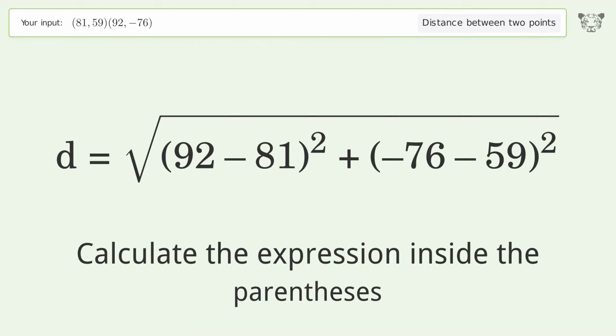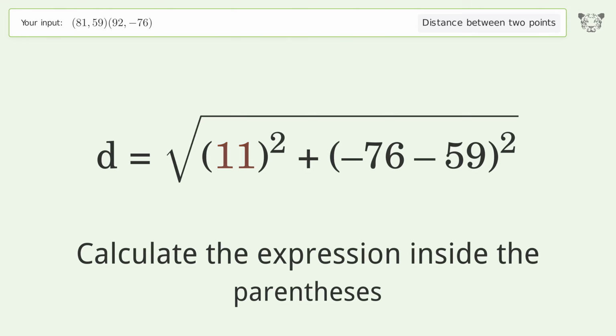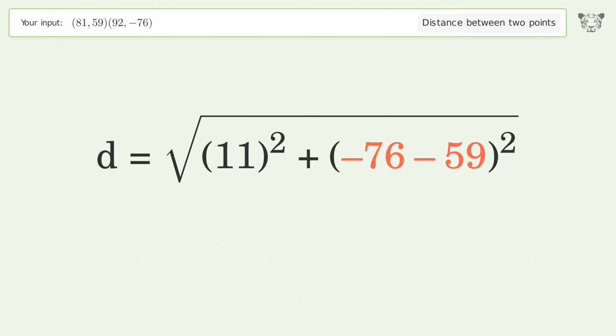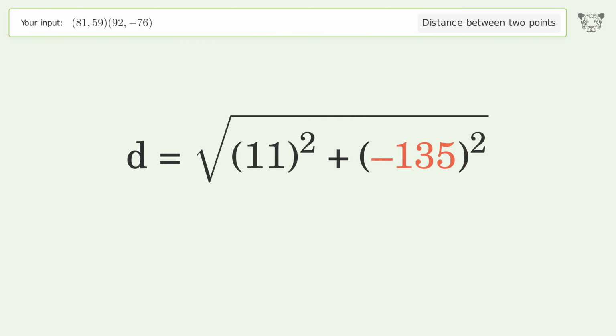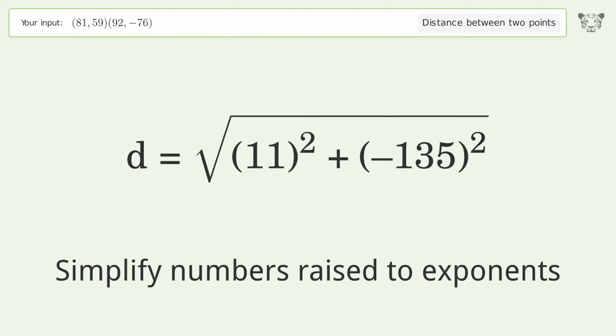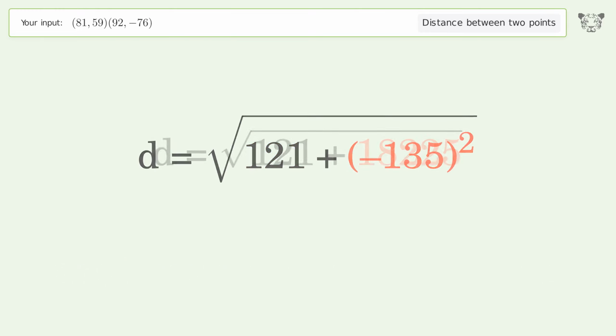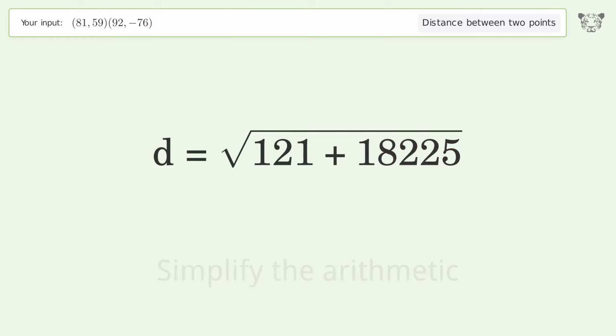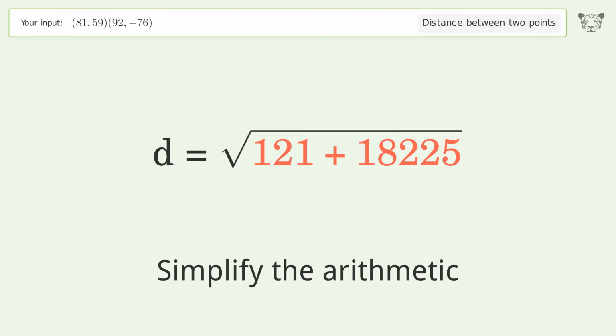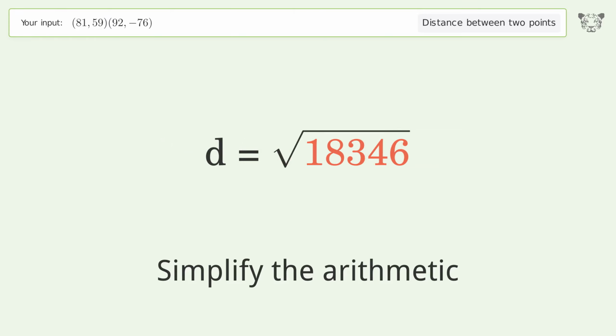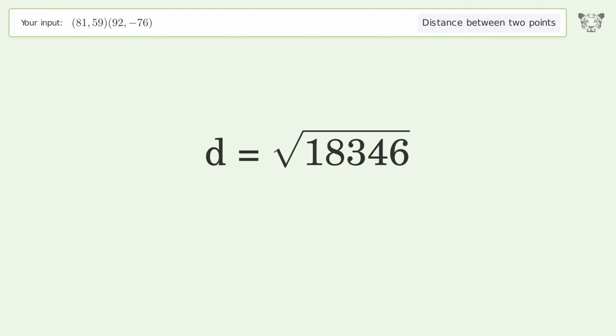Calculate the expression inside the parentheses. Simplify numbers raised to exponents. Simplify the arithmetic. And so the distance between the 2 points is the square root of 18,346, or 135.447.